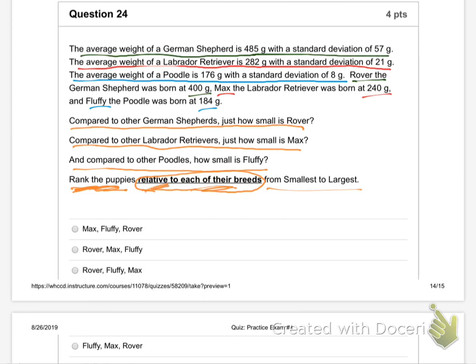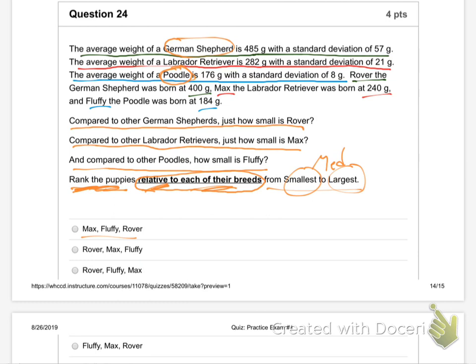German Shepherds weigh a lot more than Poodles, don't they? A light German Shepherd is still going to be way heavier than any Poodle. So we want to compare Max, Fluffy, and Rover, and find out who's really the smallest, medium, and largest relative to their breeds.